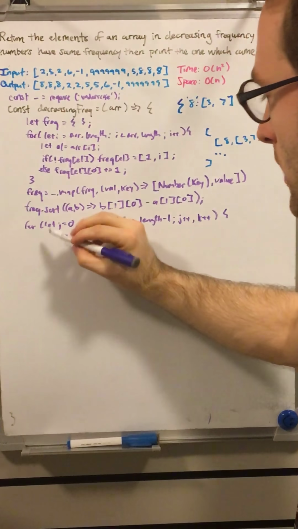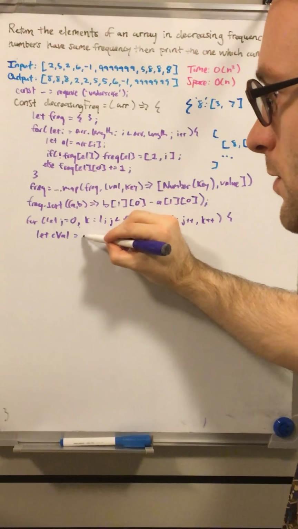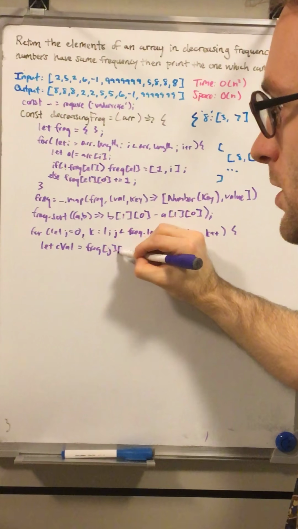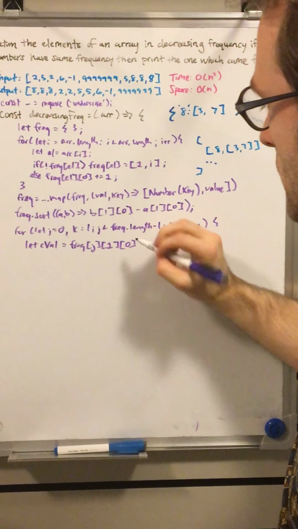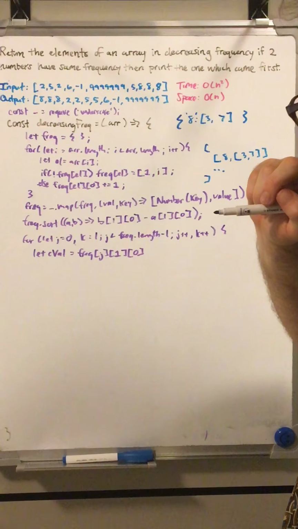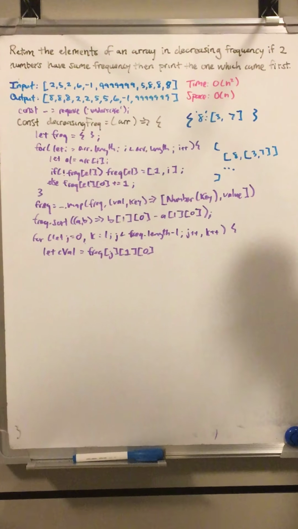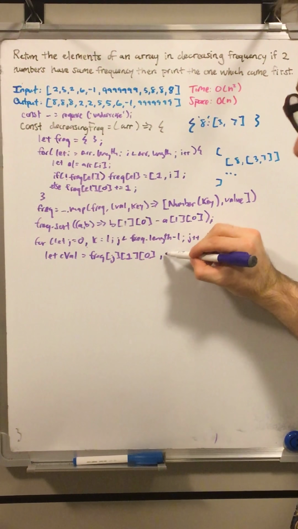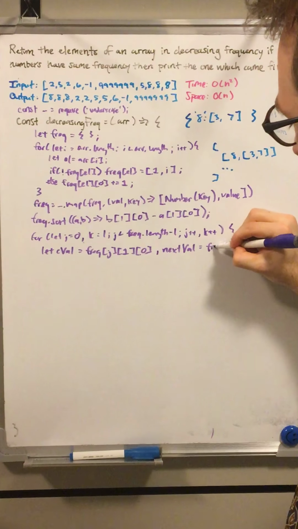So now we're going to say current val, and that's going to be equal to the frequency at the J position, at the 1th position, at the 0th position. So that's going to be looking at the current frequency, basically. And then we're going to look at the next val, and that's going to be the same thing, but for the K position.